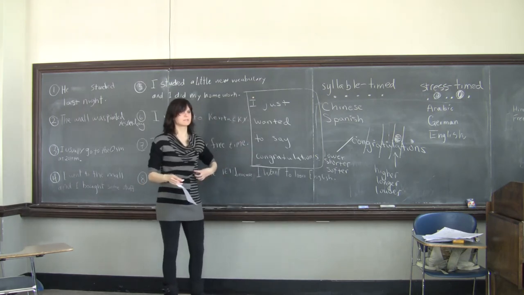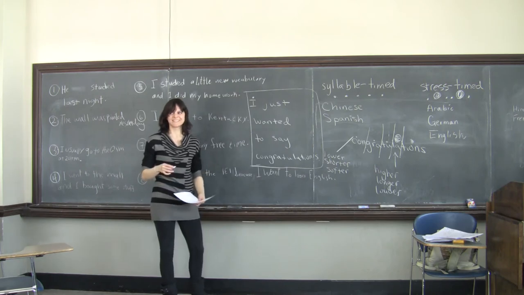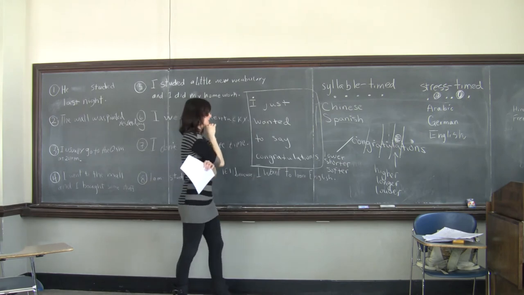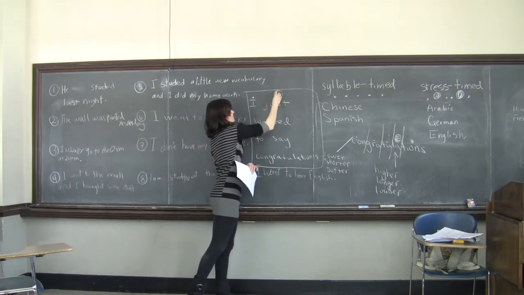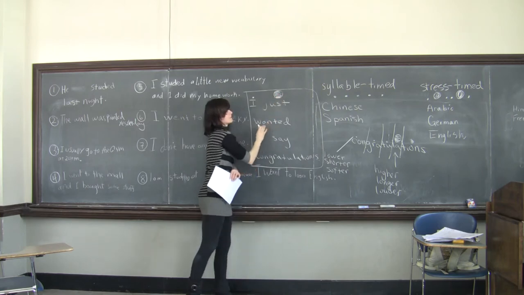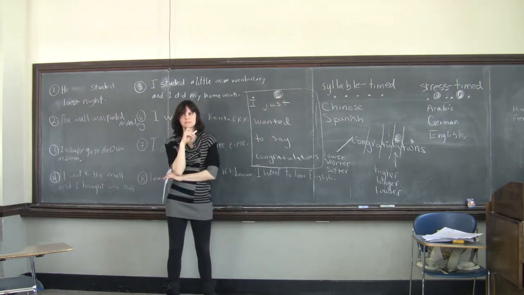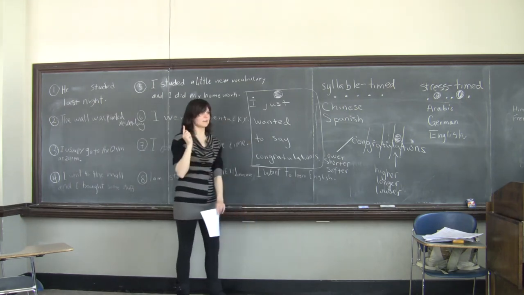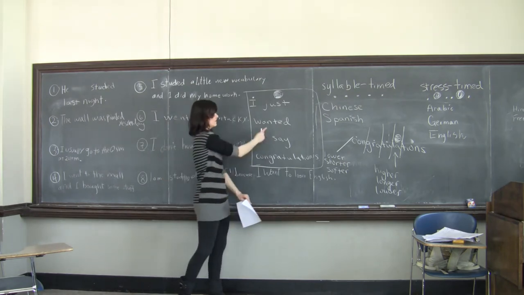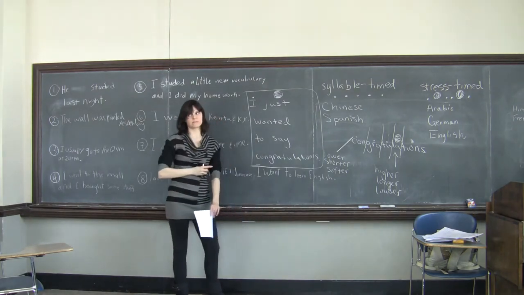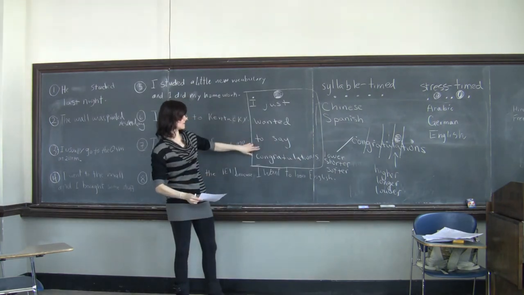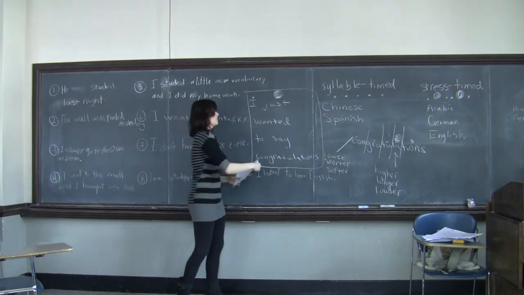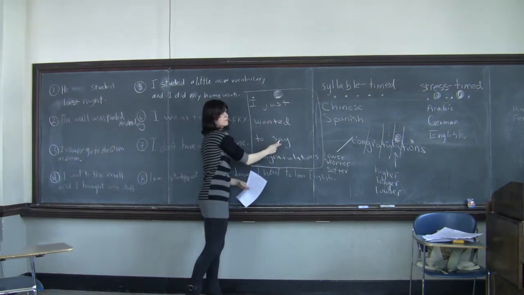So let's make a small circle. What about just? This is a difficult one. Good. Just is an adverb. Is an adverb content or function? Correct. Content. So let's make a big circle. This is another difficult one. Wanted. It's a verb. When we see a verb, we have to check. Is it a main verb or is it a helping verb?